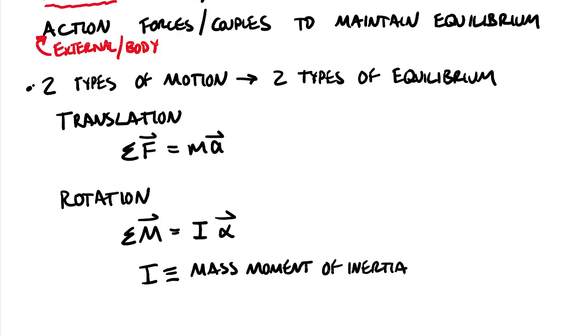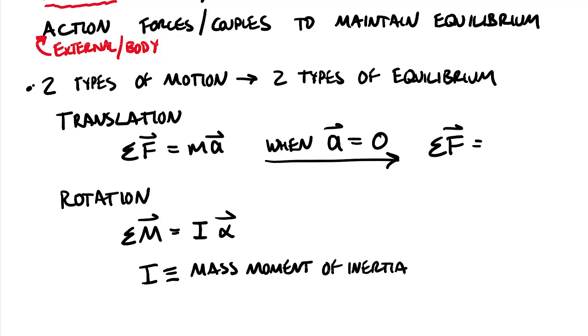So let me add a couple more statements here. Sum of force equals mass times acceleration. But when A, our linear acceleration, is equal to 0, we can simplify this equation to sum of all forces is equal to 0. Same equation we use in chapter 3 for particle equilibrium.